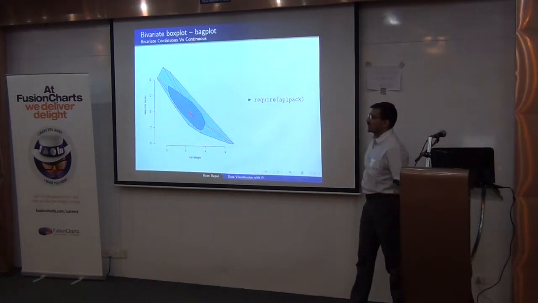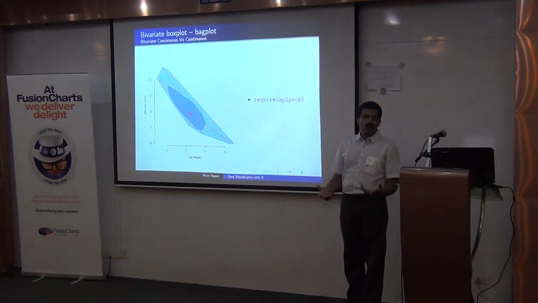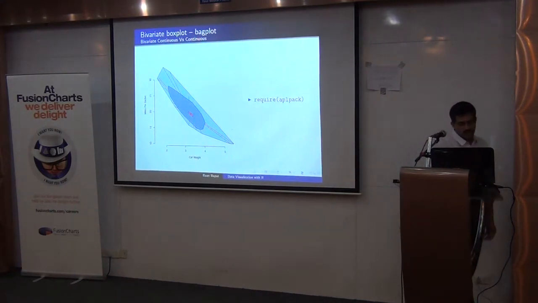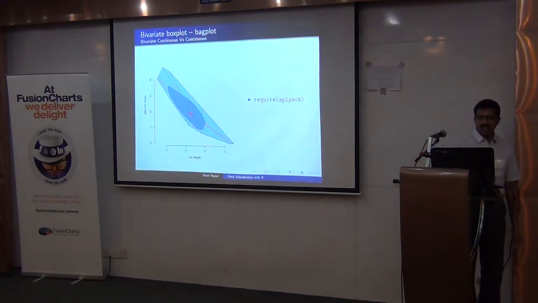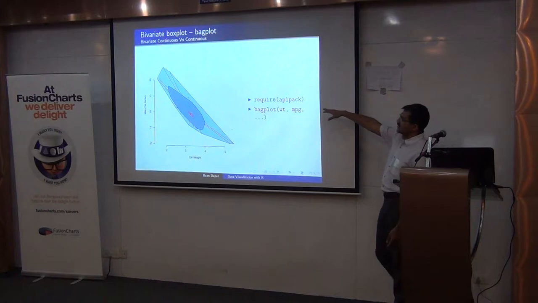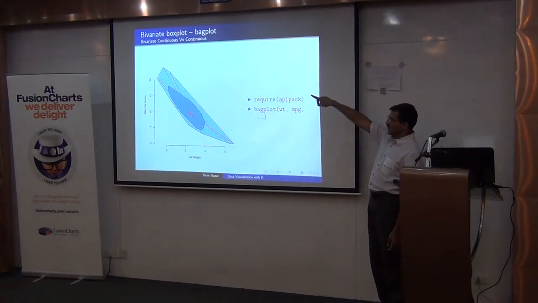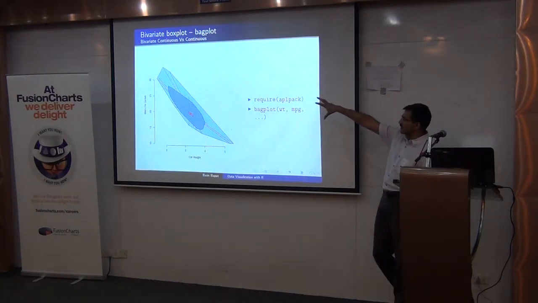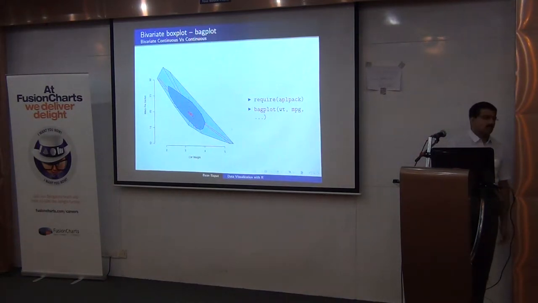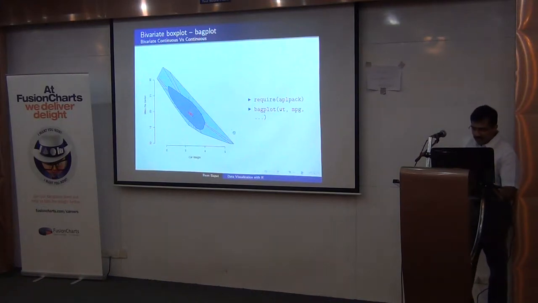Now, similar to the box plot, there is also a bivariate box plot, which is called a bagplot. Not really very interesting, but if you are interested, it's available in the package aplpack. You just say bagplot of weight and MPG. This essentially creates an envelope of the inner 25%, 50%, and 75% of the data, and also shows the outlier, which you can see as a red dot here.